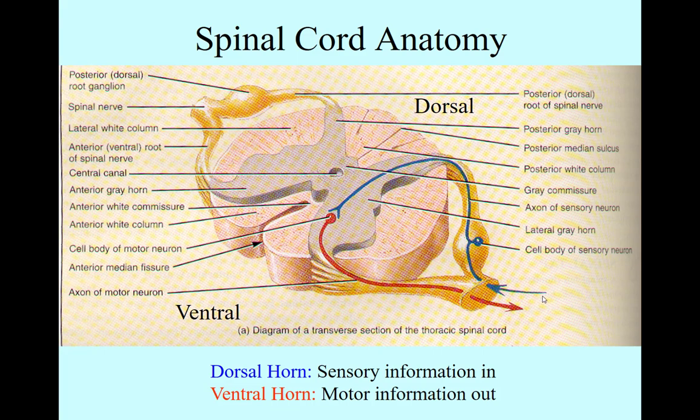And so here comes the sensory information, and it always comes in through the dorsal horn. And the motor information, the action, your reflexive action, what you're going to do about that sensory input, goes out through the ventral horn. So dorsal horn of the spinal cord, sensory information comes in. Ventral horn of the spinal cord, motor information goes out.